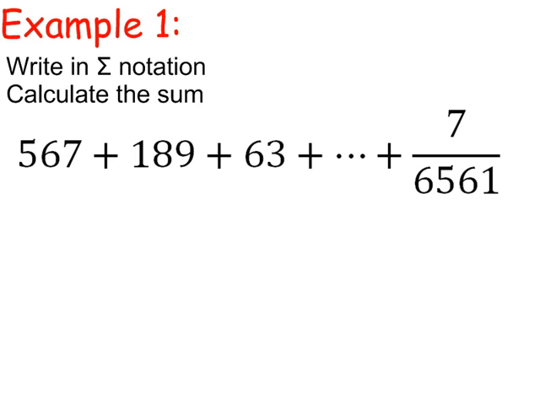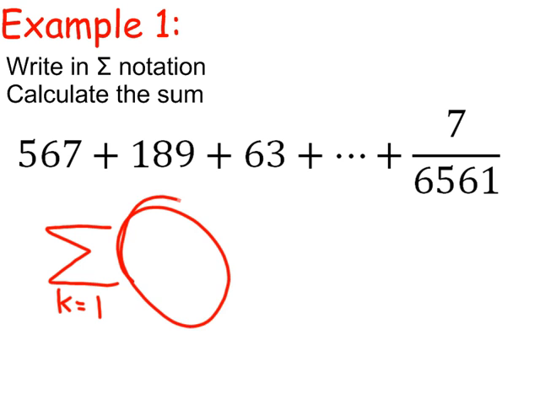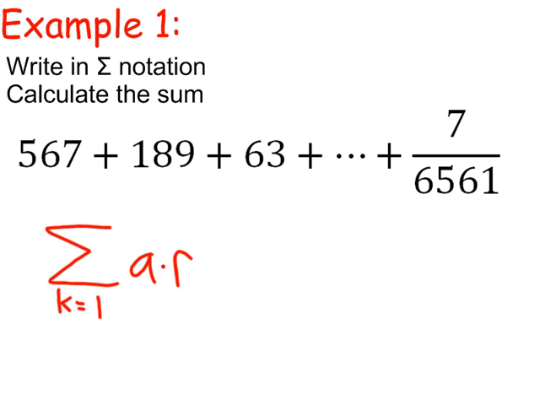Okay, so example number one, write in sigma notation. We should be pretty comfortable with the idea of sigma notation, that I'm going to put k equals 1 down here. That would usually be my default choice. And remember, it's the explicit rule that goes right here. And for a geometric series, which this is, it will be in the form of a times r to the n minus 1, or since I decided to use k, I'll say k minus 1.